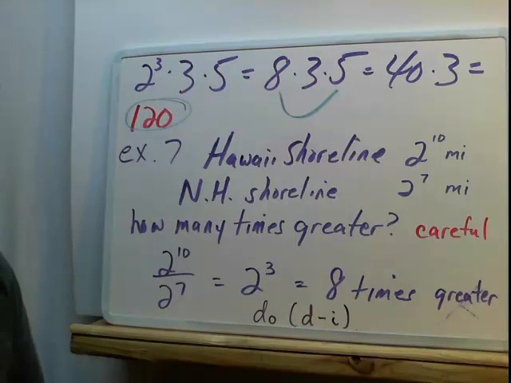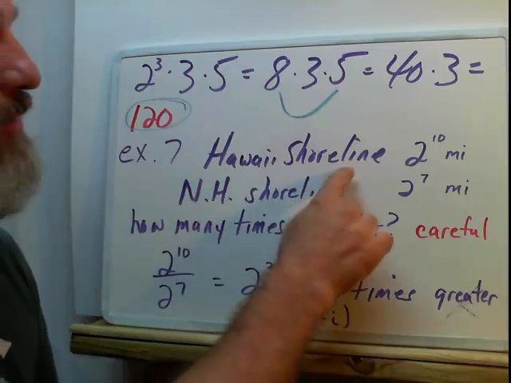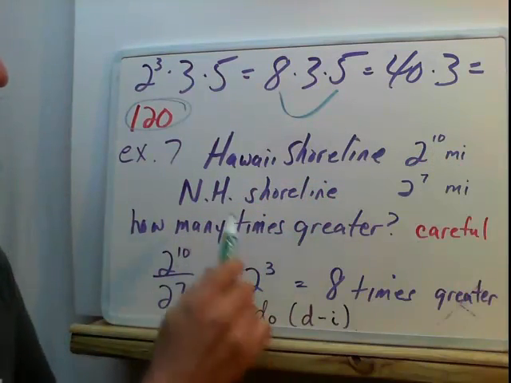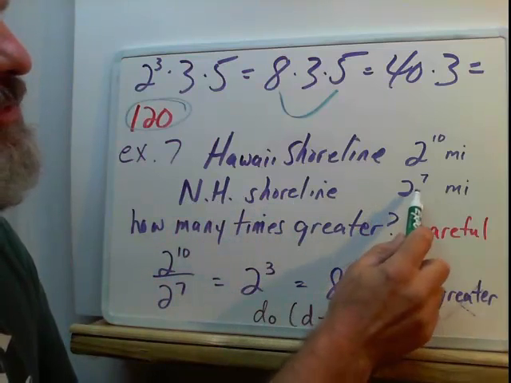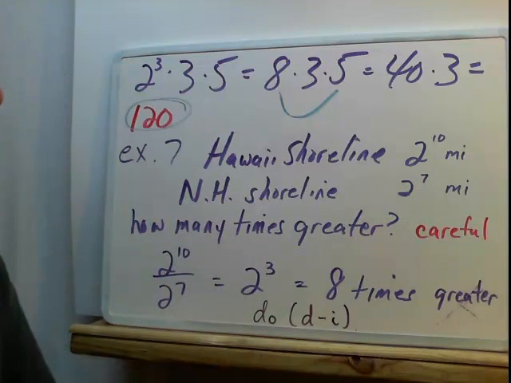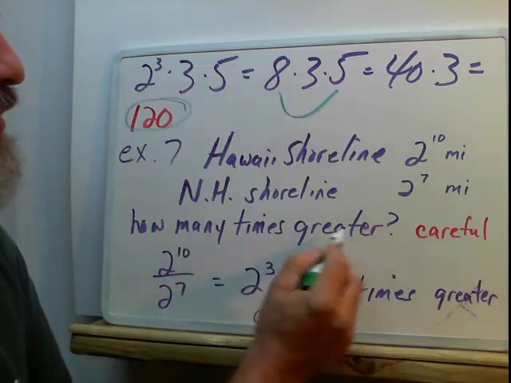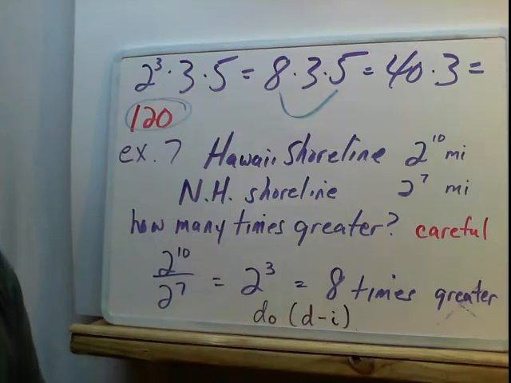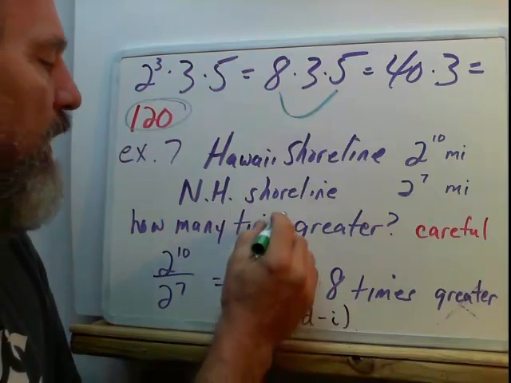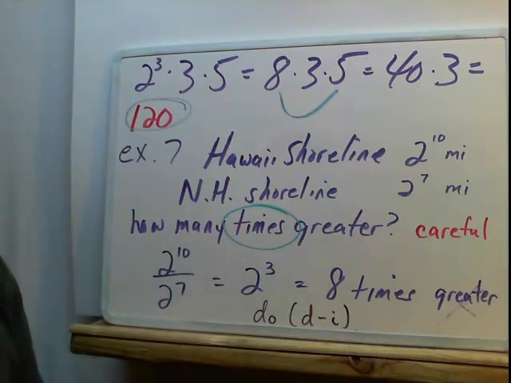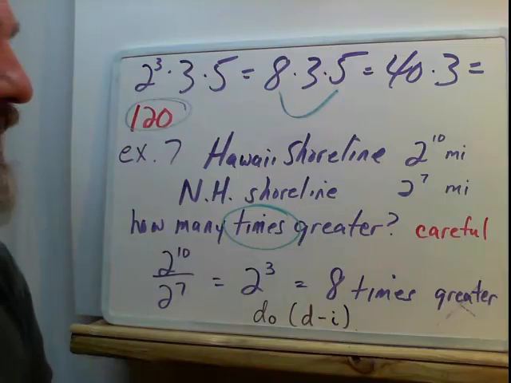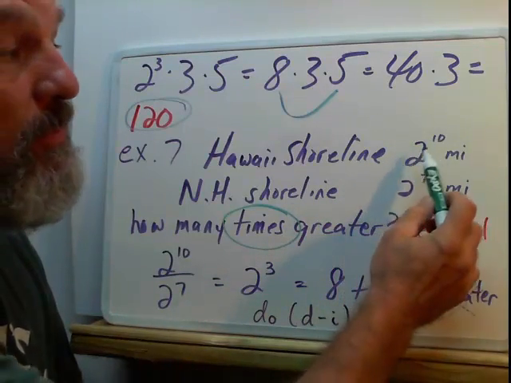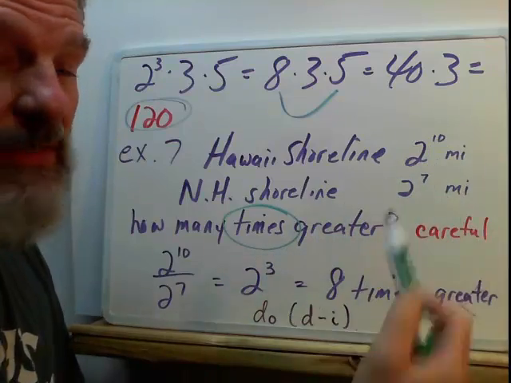Now last, example number 7. They tell us that the Hawaii shoreline is 2 to the 10th miles long, and that the New Hampshire shoreline is 2 to the 7th miles long. And then they ask how many times greater is the Hawaii shoreline than the New Hampshire shoreline. A lot of people will hear that they say times and say that this is a multiplication problem. And they're going to say 2 to the 10th times 2 to the 7th is 2 to the 10 plus 7, or 2 to the 17th.